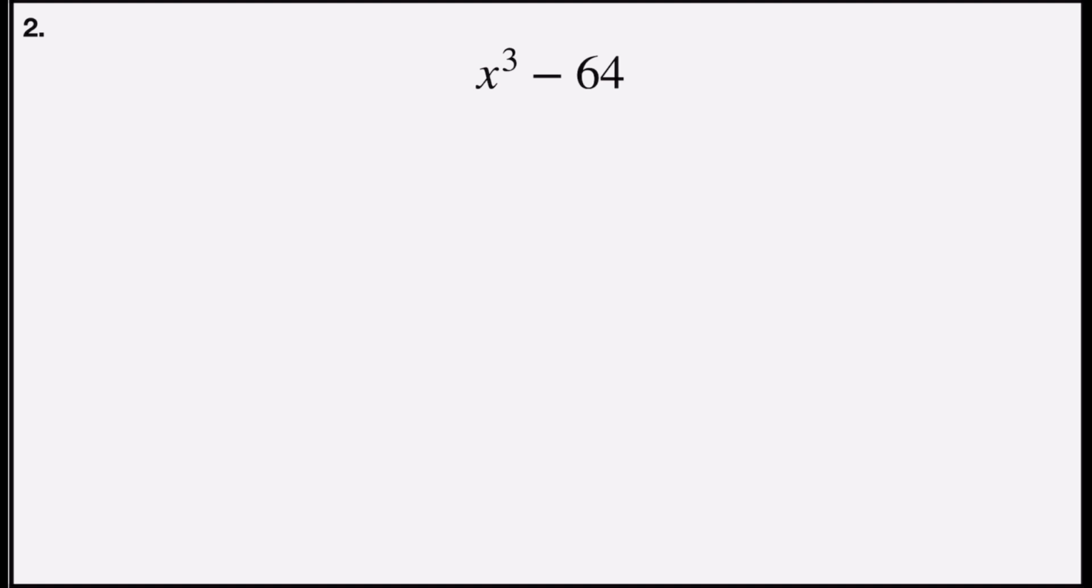Problem number 2 says x cubed minus 64. So we know from the first problem that this will break into a binomial of 2 terms and a trinomial of 3 terms. And I know in the binomial I'm just going to take the cube roots and keep the sign. So the cube root of x cubed is x. I'm going to keep the subtraction sign, and the cube root of 64 is 4.